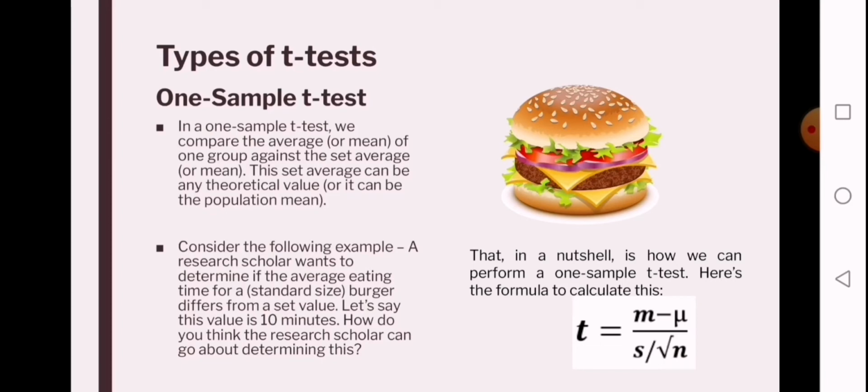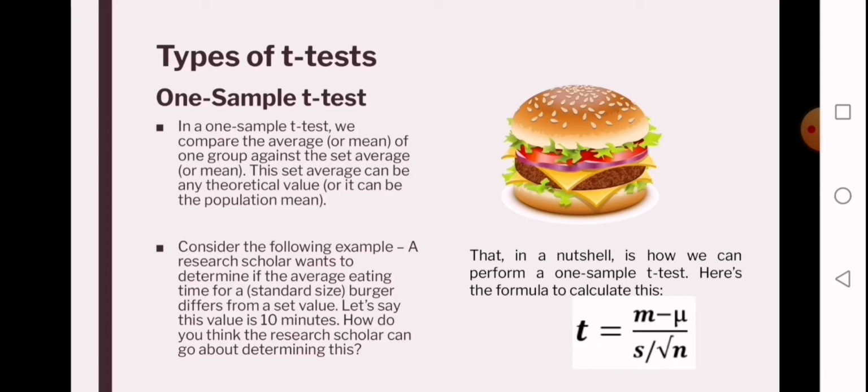Okay, so we have steps. He or she can broadly follow the following steps. First, select a group of people. Second, record the individual eating time of a standard size burger. Third, calculate the average eating time for the group. And finally, compare that average value with the set value of 10.